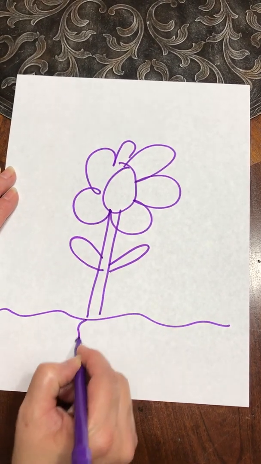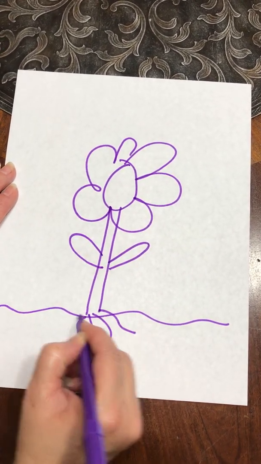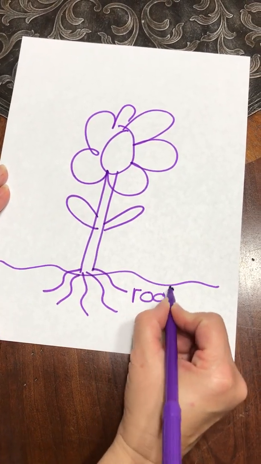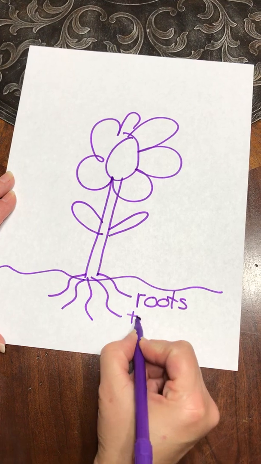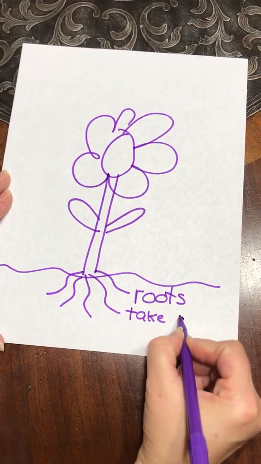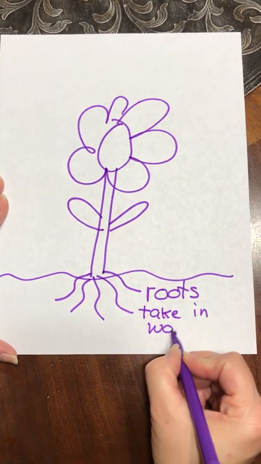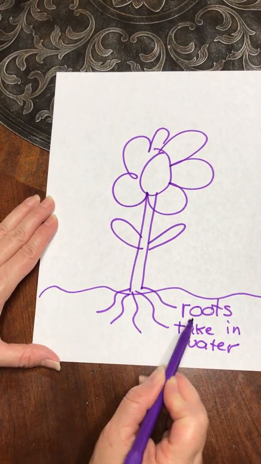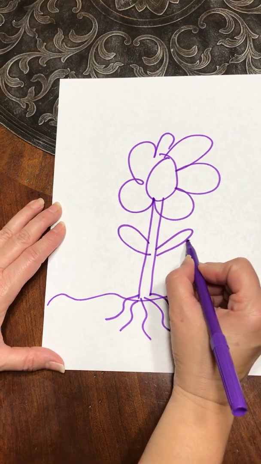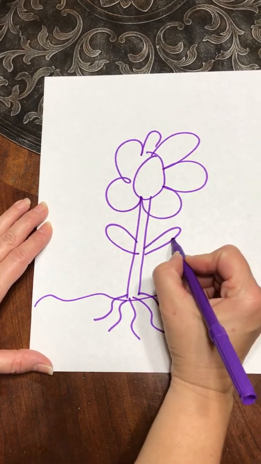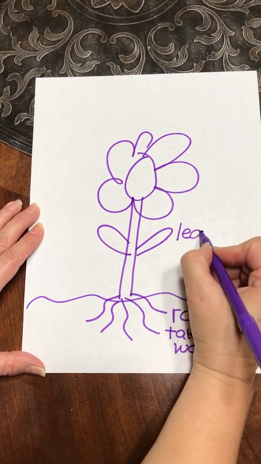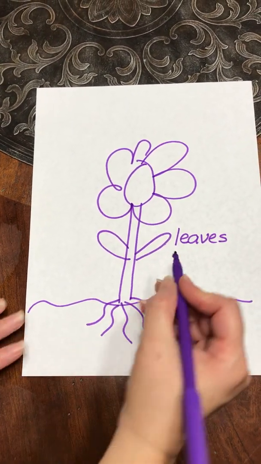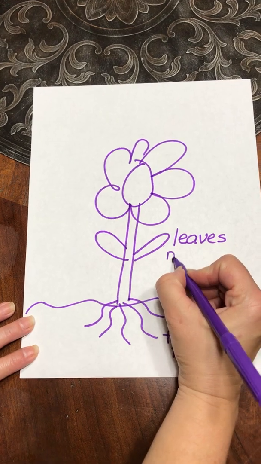And then I'm going to go ahead and start labeling each of the plant parts. Here I can write these are the roots. The roots take in water. Okay, that's the plant part, and this is the job of the roots. Then I'm going to label this part here. These are the leaves. And the leaves help make food for the plant. They make food.